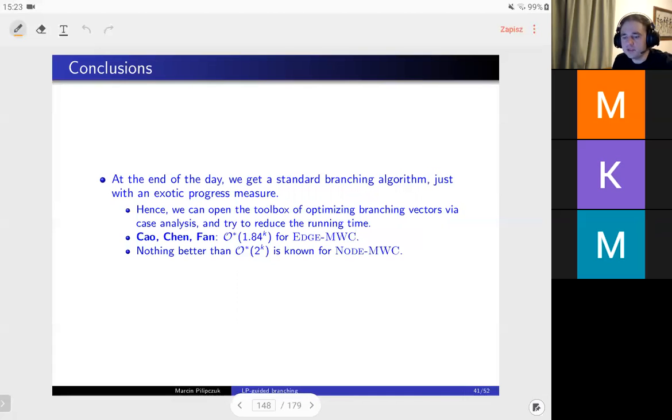Okay, and there's actually a paper doing a better analysis for edge multiway cut, doing some case mining, and you can get a better running time bound. But to the best of my knowledge, this 2 to the k for node multiway cut is the best we know. I don't know how to prove the node things with LP, it seems to be more complicated to improve it. Okay, so this is it for node multiway cut.